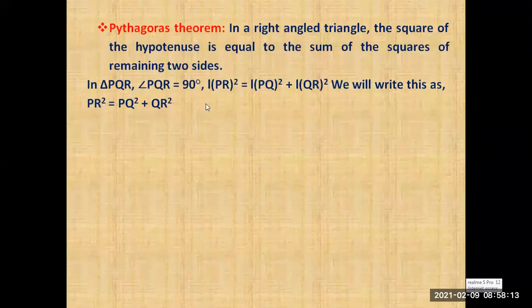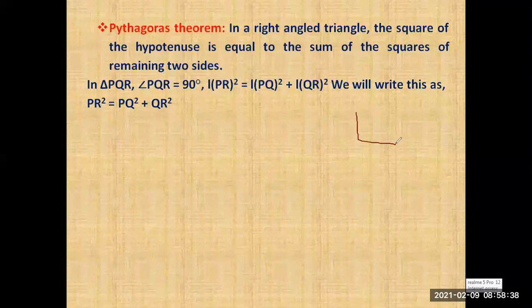First topic is Pythagoras theorem. What is meant by Pythagoras theorem? For Pythagoras theorem, we consider a right angle triangle. In a right angle triangle, the square of the hypotenuse is equal to the sum of the squares of the remaining two sides.